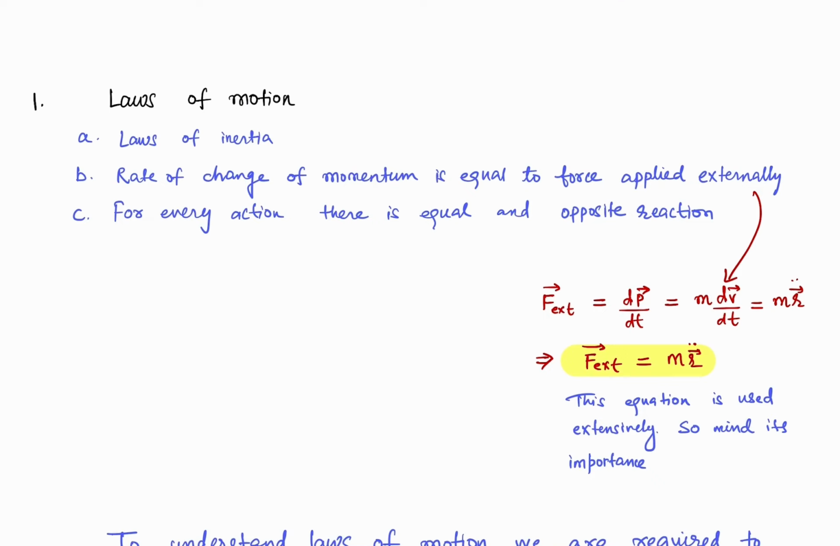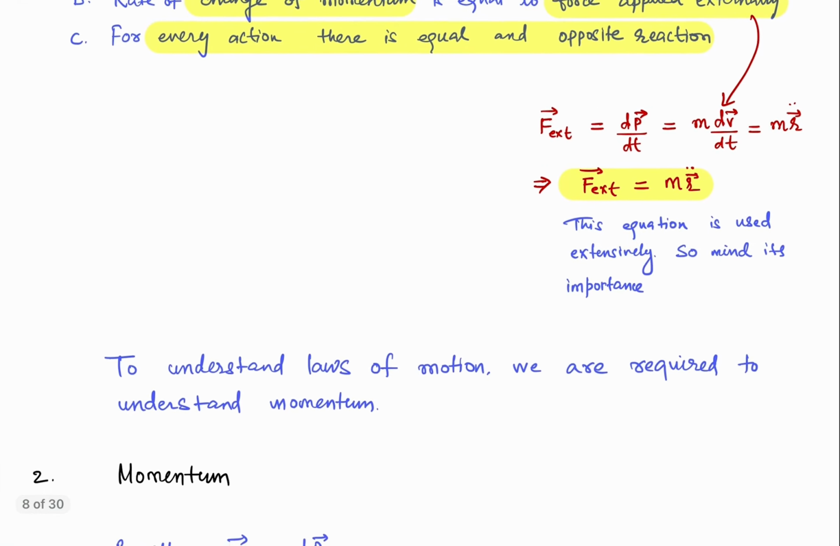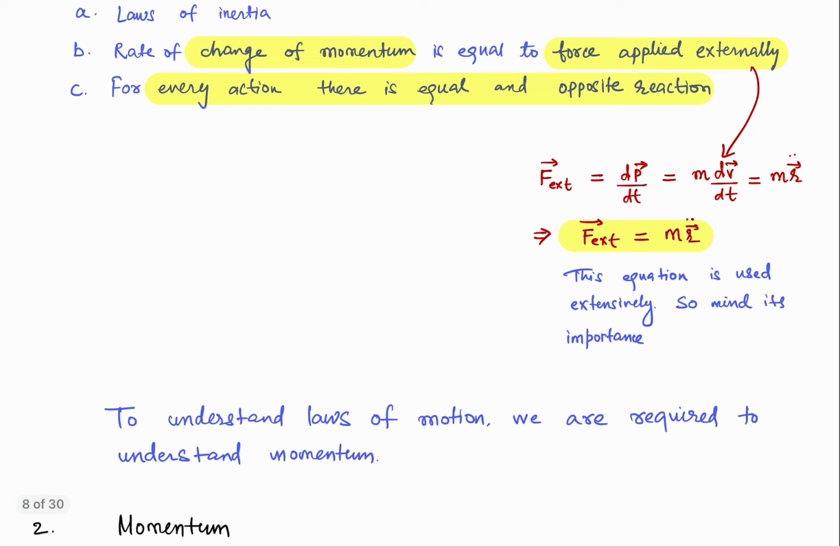So laws of motion simply talks about the law of inertia, and then the rate of change of momentum, which is equal to the force applied externally. And for every action there is an equal and opposite reaction. We all know that. I'm not going to describe this, I'm just going to describe the equation of the second law of motion, Newton's law. So F external is actually the rate of change of momentum of the system. This equation is very, very useful for us, and we are going to make it a very fundamental equation of motion.